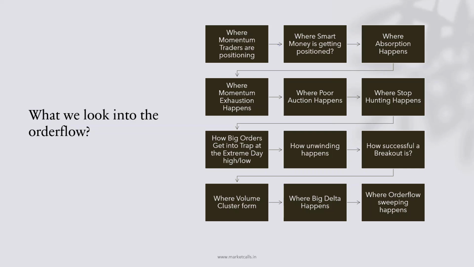Has the stop loss happened or not? How successful is a breakout? Is it going to be a breakout failure? Where volume clusters are forming? Where big deltas are forming? Where order flow sweeping is forming? These are the things that will be running in my mind when I'm looking into the order flow charts. Right? But it's going to be a routine thing. Once you start using order flow, you'll get used to that.